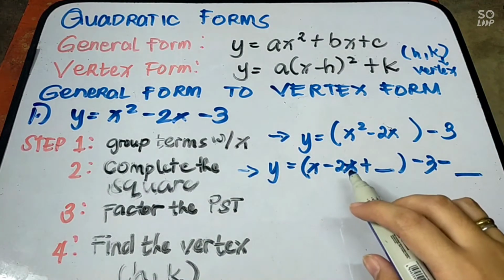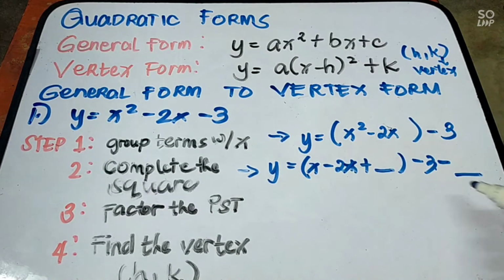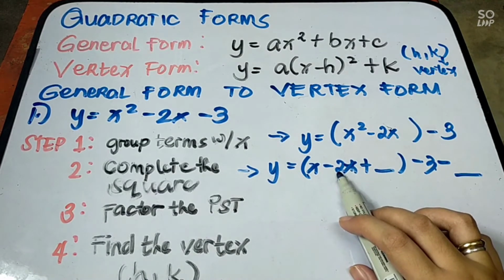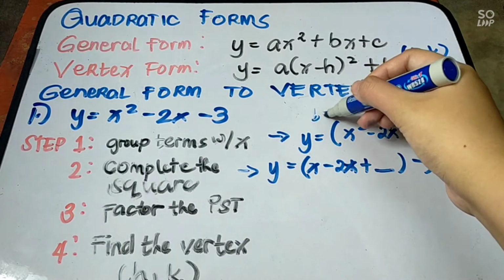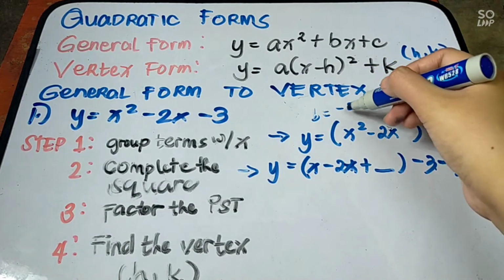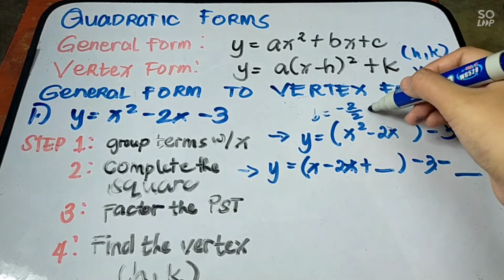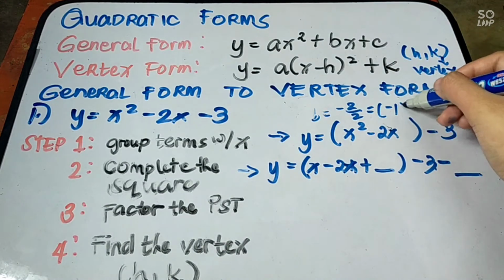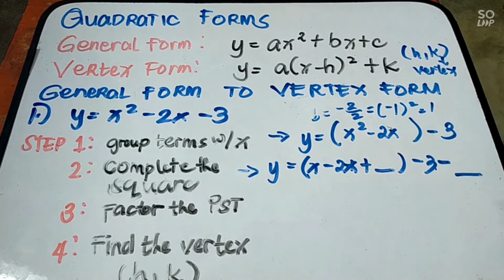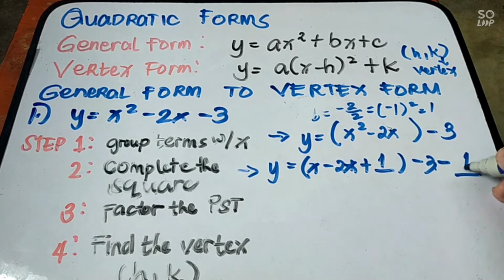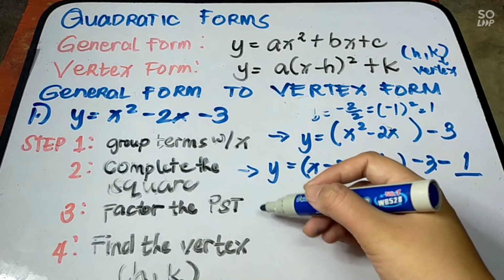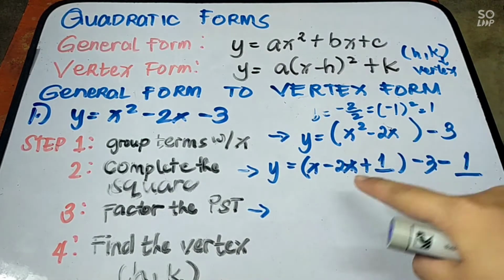So, x squared minus 2x plus blank. We are going to find for b to complete the square. Your b here is negative 2. Divide it by 2. The answer is negative 1. Then we are going to square. The answer is 1. So we are going to add here 1 and subtract here by 1. Is it clear? Afterwards, factor the perfect square trinomial.